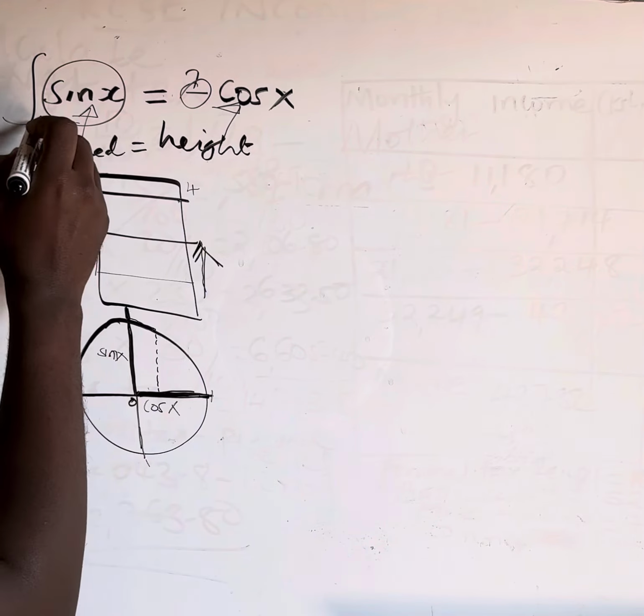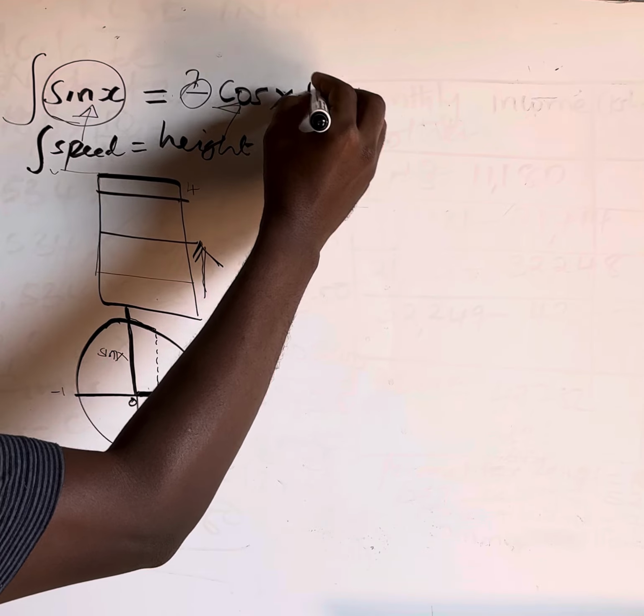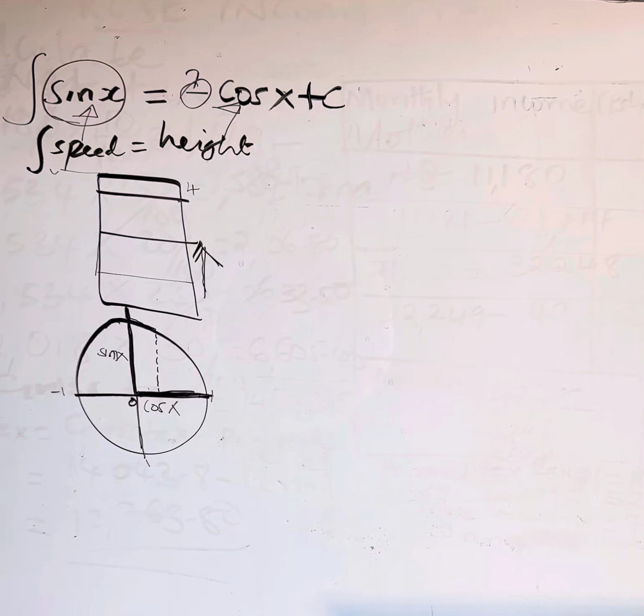And of course, when you integrate any function, we have to put a capital letter C. We add C to indicate the constant of integration.